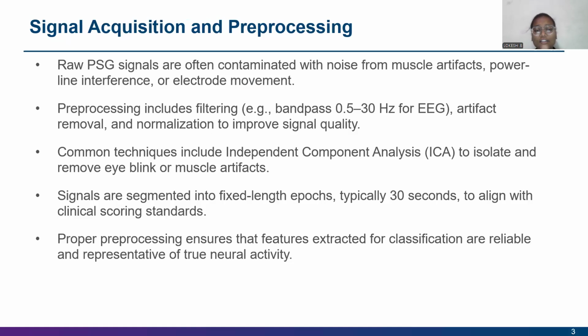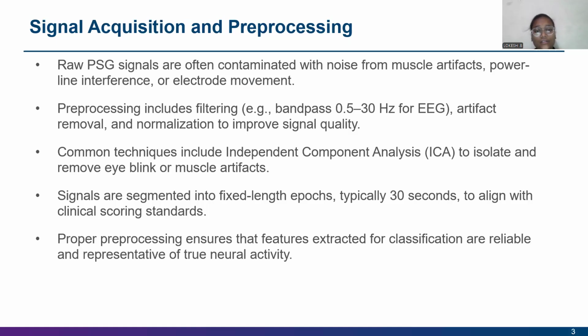The common techniques include independent component analysis (ICA) to isolate and remove eye blink or muscle artifacts. The signals are segmented into fixed length epochs, typically 30 seconds, to align with the clinical scoring standards. The proper pre-processing ensures that features extracted for classification are reliable and representative of true neural activity.